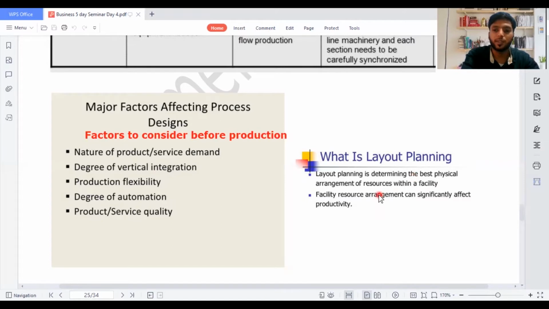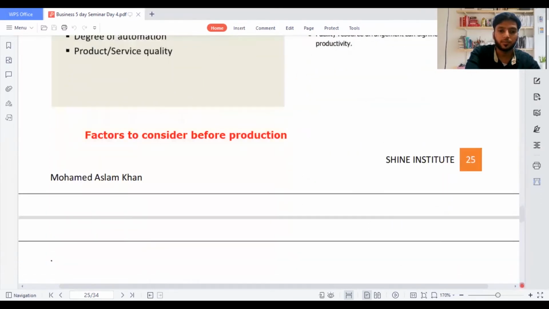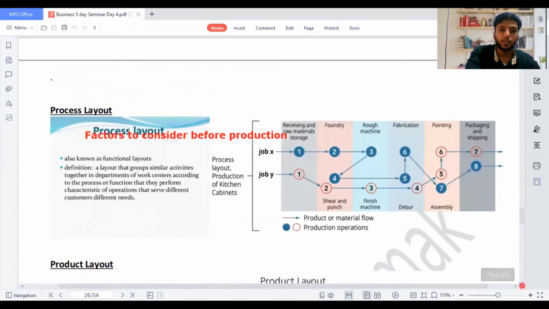Layout planning determines the best physical arrangement of resources within a facility. Facility resource arrangement can significantly affect productivity. So then we move on to the next part. You have 4 layouts I'm going to teach you now, starting with the process layout. You can see these examples.